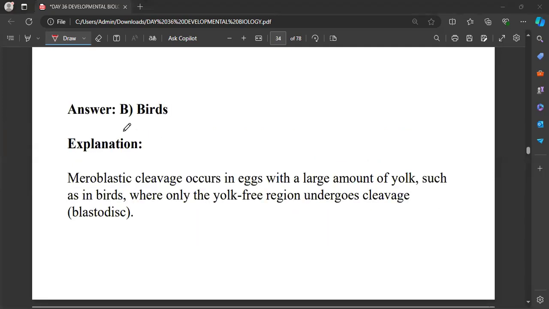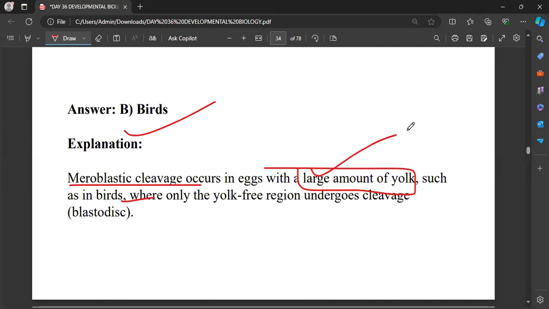And that will be birds. This meroblastic cleavage occurs in birds, where we can find a larger amount of yolk. And the cleavage where only the yolk-free region undergoes cleavage, that is the blastodisc. Clear?